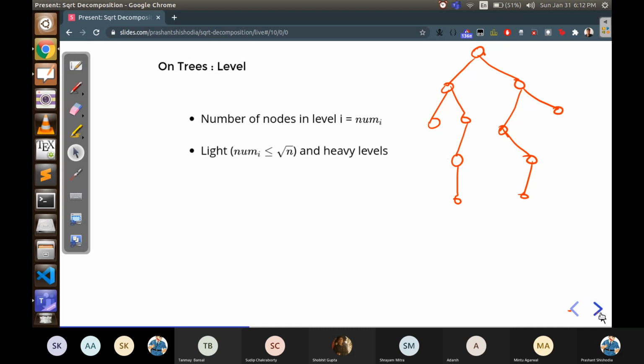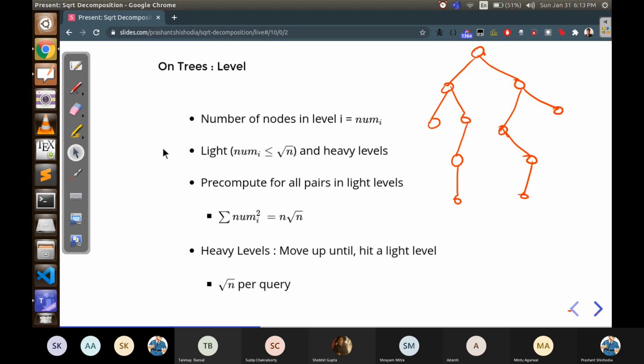So therefore, I here classify levels into two types: light and heavy levels. Light levels are the ones that have less than or equal to root n number of vertices on them. So this is again similar to what we discussed before. We have light levels that have a smaller number of vertices. So I can pre-compute for them in n square ways, and that's going to be less than n root n, right?